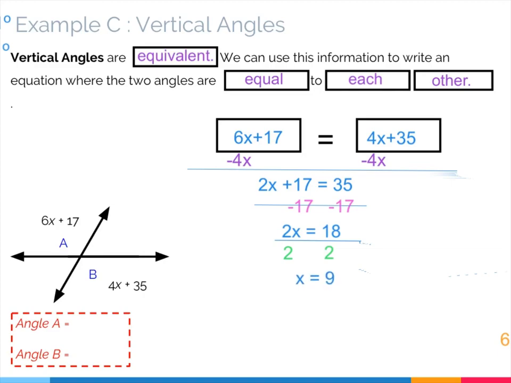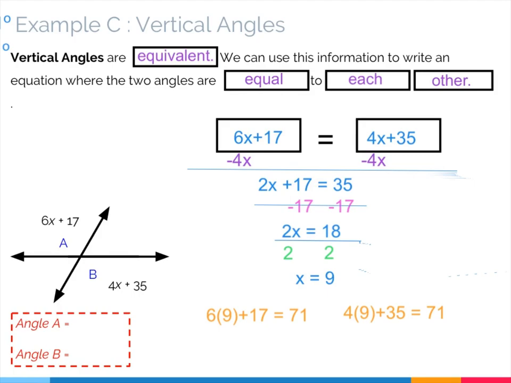But again, that doesn't bring me to the end of my problem. I need to plug it back in, or substitute it back into the equations that I have there in order to figure it out. So I'm going to substitute in 9, so I plug in 6 times 9 plus 17 equals 71. I do the same thing for angle B. 4 times 9 plus 35 equals 71.